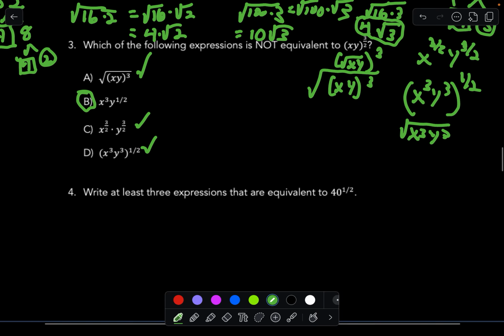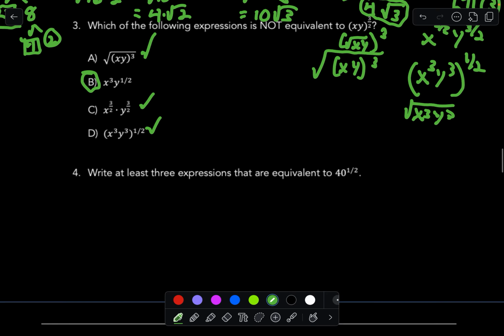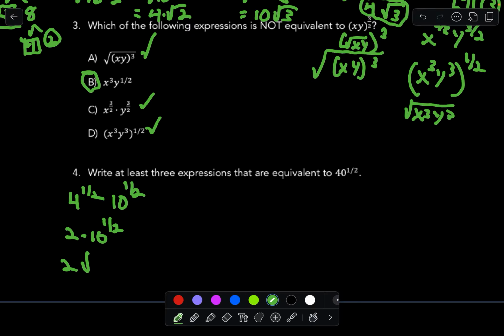Right? Write at least 3 expressions that are equivalent to the square root of 40, or 40 to the 1/2. Well, one of them would be 4 to the 1/2 times 10 to the 1/2. That would be 2 times 10 to the 1/2, which is also 2 times the square root of 10. There's lots of ways you could write it. So there's 3 different ways of writing the same thing.